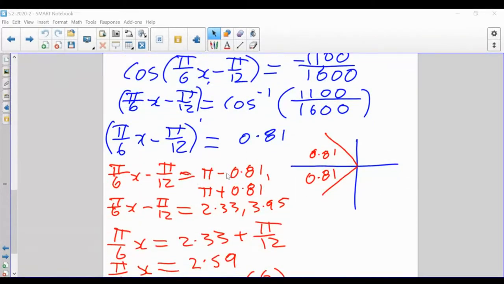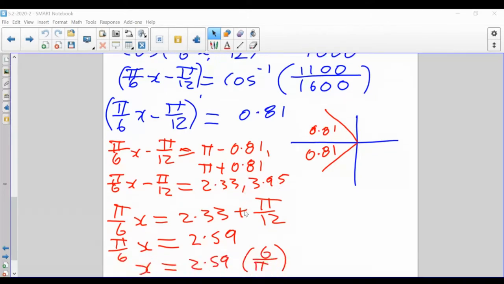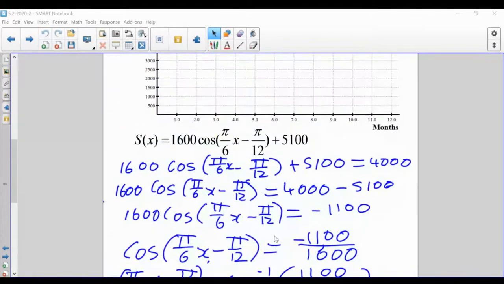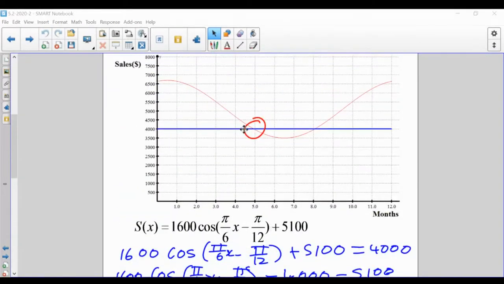So we went through the calculation for the second quadrant, right? That would be the pi minus 0.81, and that was the 2.33. Well, we haven't done it for the 3.95 yet. We did it for the 2.33. And so here is the calculation. It works out to be 4.95. Well, that's good because that certainly looks like this value right here, which is approximately equal to 5.